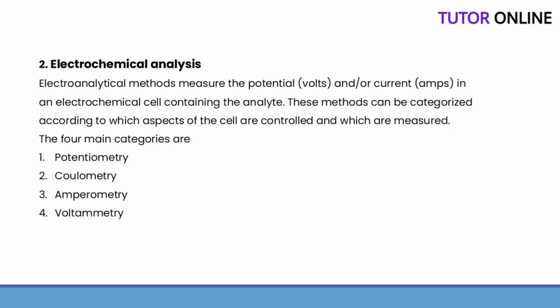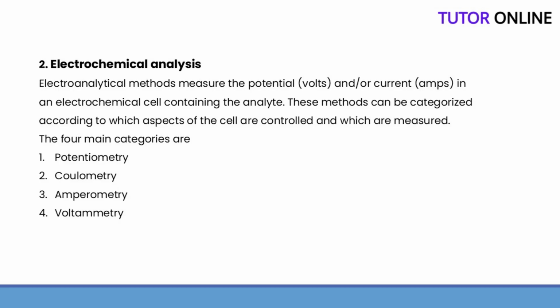The second category is electrochemical analysis. This involves measuring some electric properties such as conductance, electrical potential, etc. of an analyte. These methods can be categorized according to which aspects of a cell are controlled and which are measured. There are four categories: potentiometry, coulometry, amperometry, and voltammetry.